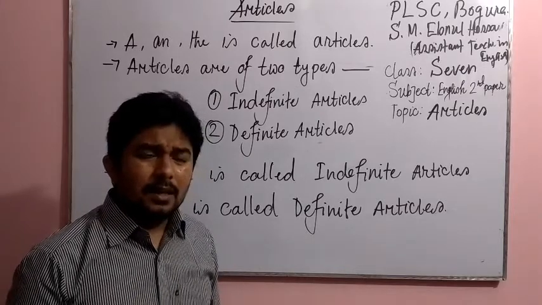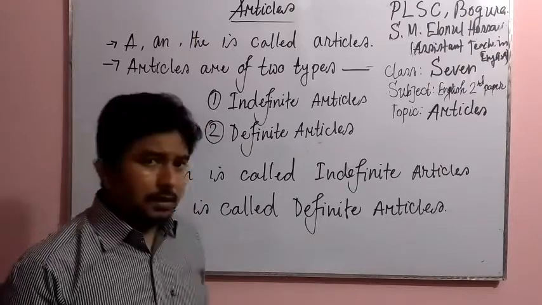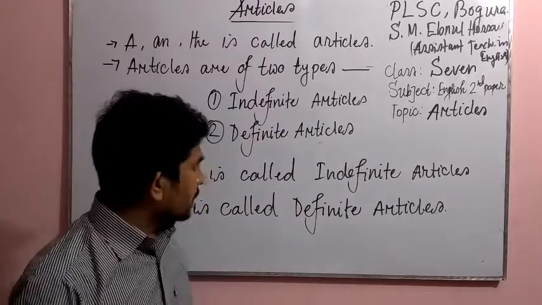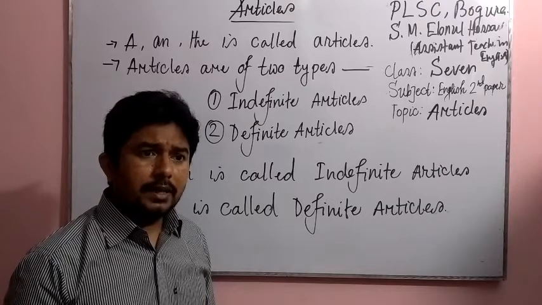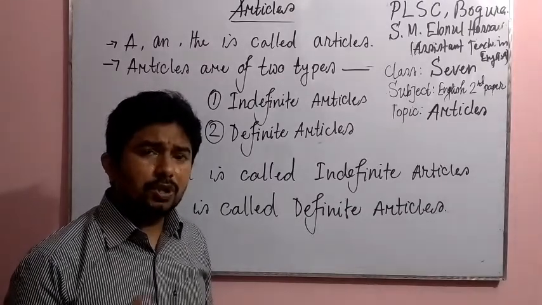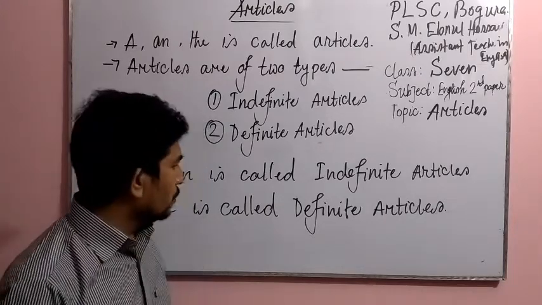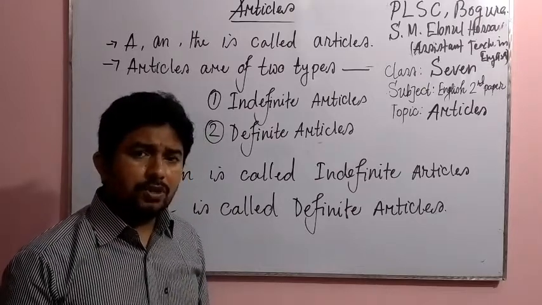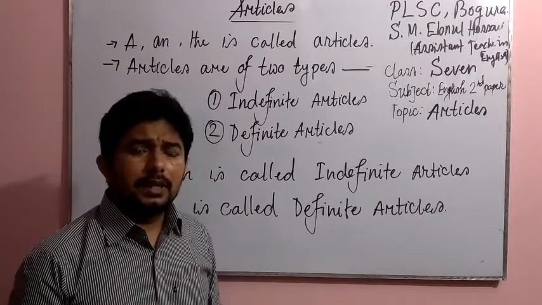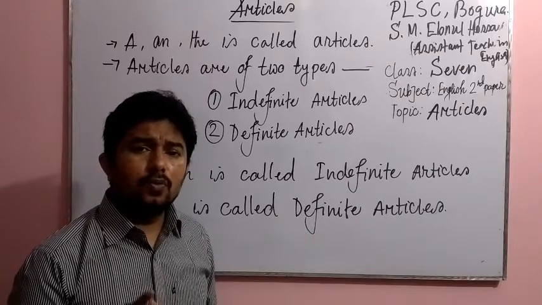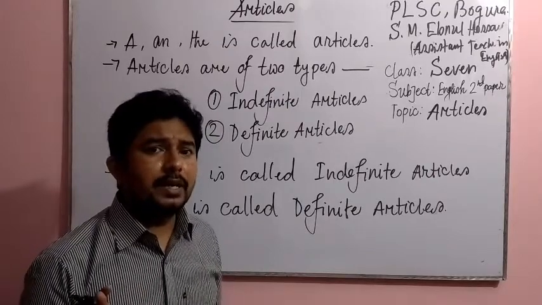An article is always before the nouns, because an indefinite article comes frequently when we talk about an uncertain person or thing, and we use the definite article when we talk about a particular person or thing. Now we are going to learn the uses of definite articles. So look at the board.